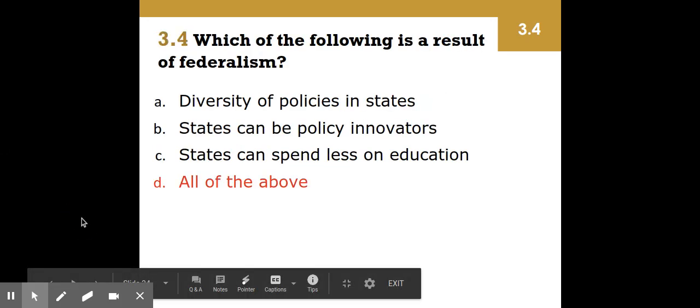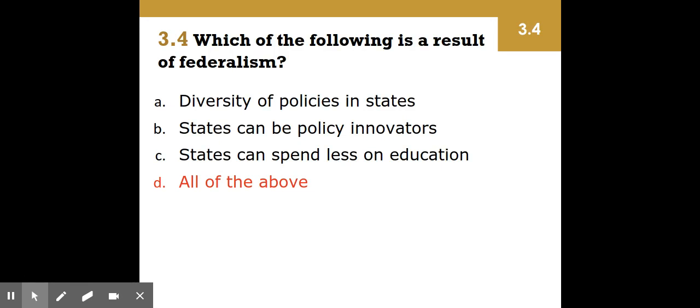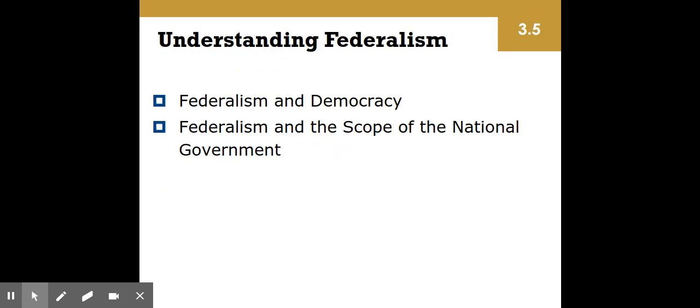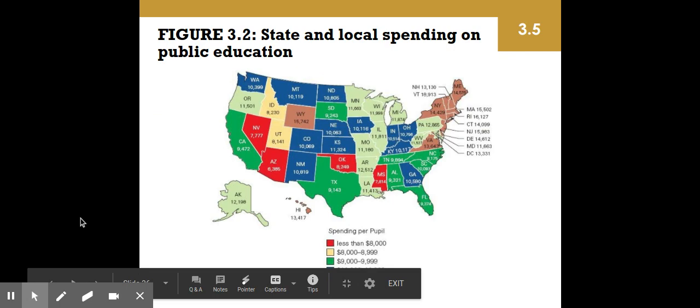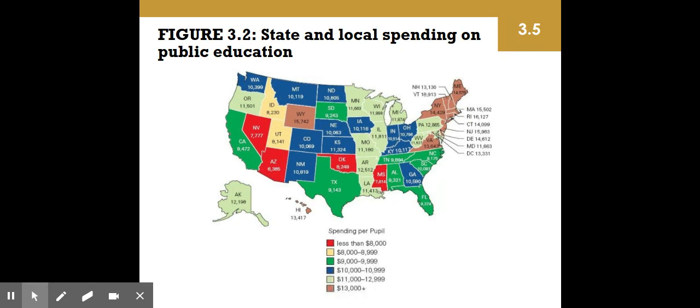And which of the following is a result of federalism? All of the above. Diverse policies in states. States can be policy innovators. States can spend less on education. There you can see an example of that. All kinds of variations in how much is spent on education throughout the country, and it's not even necessarily in just one pocket, although you do get some of the highest ranges in the Northeast. But you can see the other colors are distributed throughout the country.